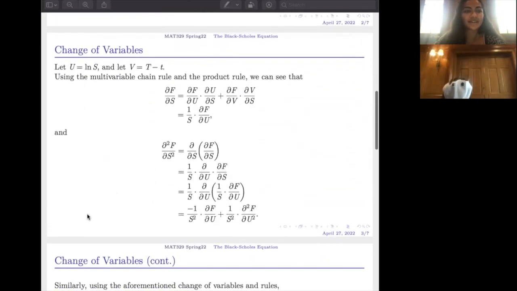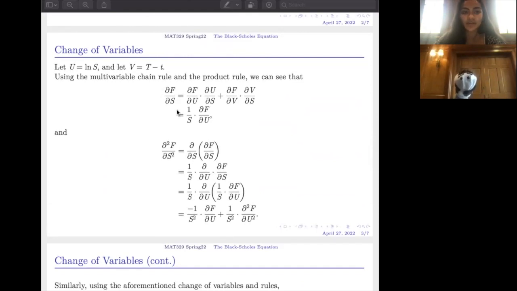Yes. Awesome. Okay, so now let's talk a little bit about the change of variables that we'll have to implement to get from the Black-Scholes equation to the heat equation. So first, we're going to let u equal the natural log of s, and we're going to let v equal this expiry time T minus t.